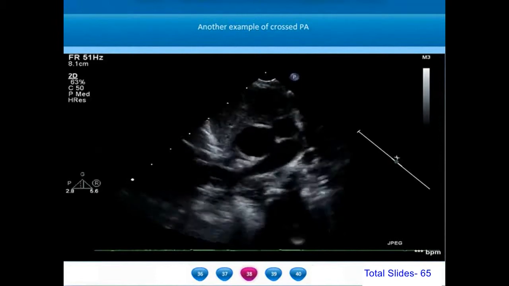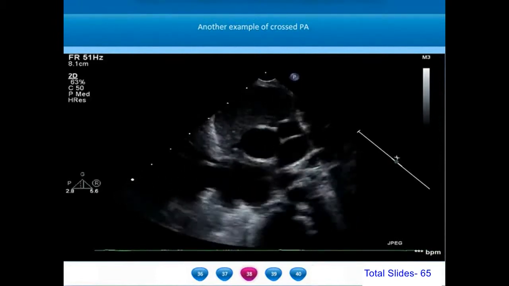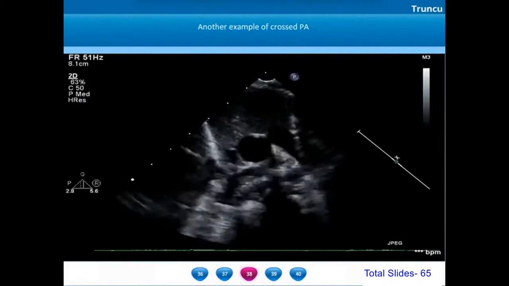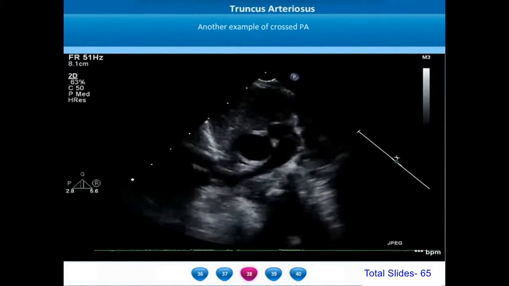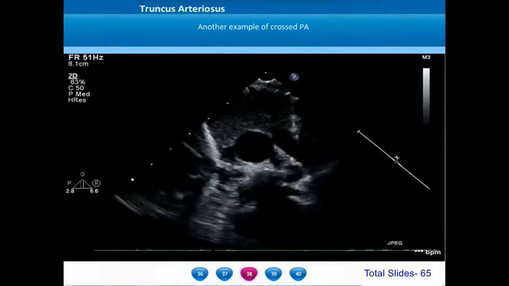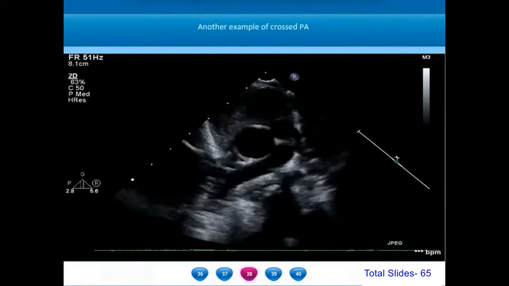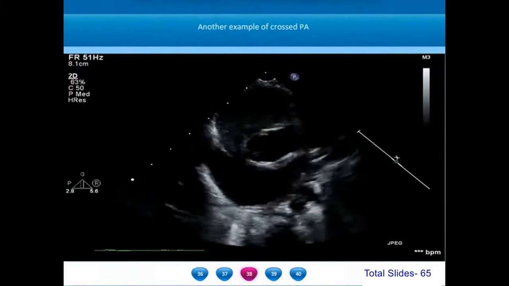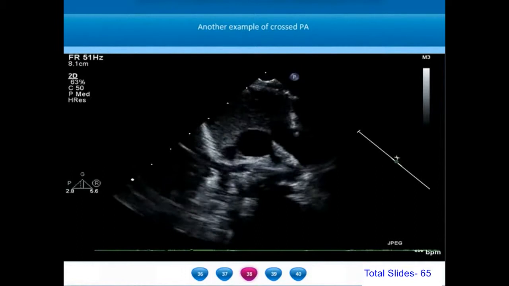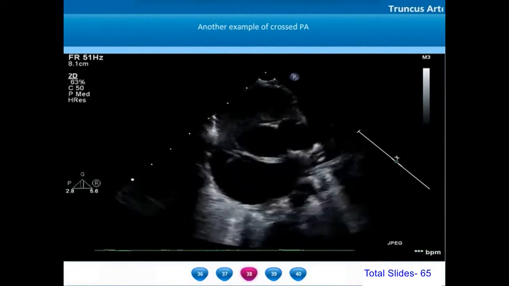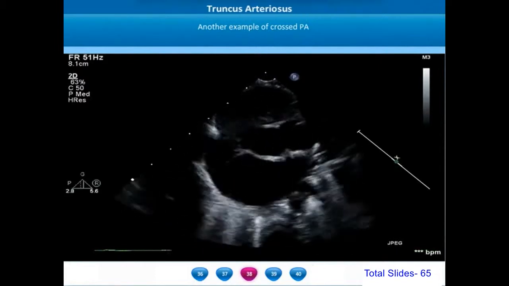Sometimes there can be different forms of crossed or malposed pulmonary arteries. In this example, the two pulmonary arteries arise from the leftward wall of the ascending aorta. There is an anterior branch that courses towards the left, and a posterior and inferior branch which courses towards the right. All these will represent different forms of crossed pulmonary arteries in Truncus arteriosus.